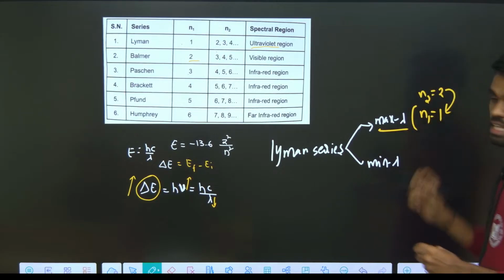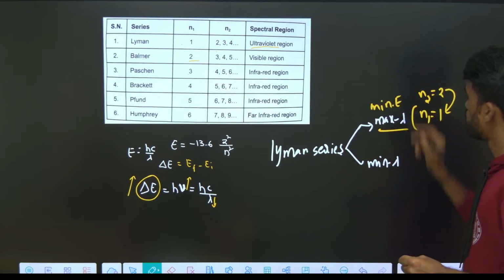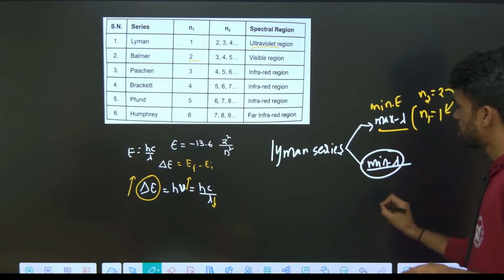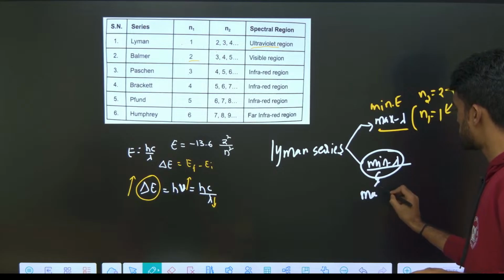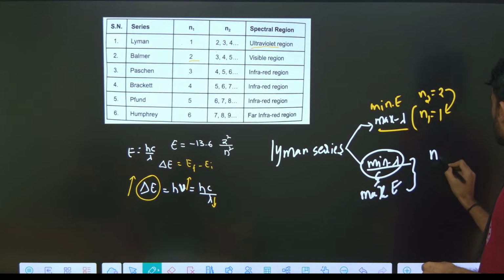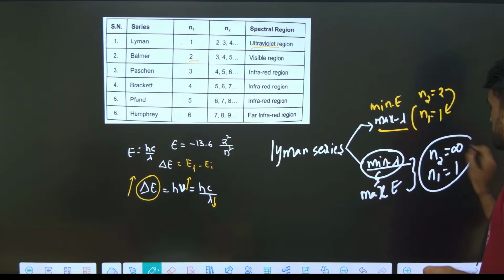So the 2 to 1 transition will have minimum energy, maximum lambda. And for minimum lambda, that is maximum energy. Tell me, infinite to 1. So N2 should be infinite and N1 is equal to 1. Is that clear?